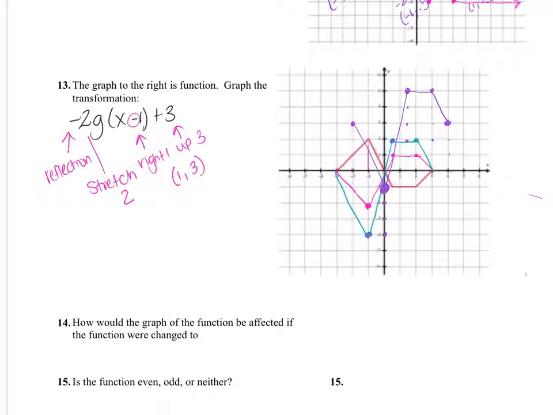And it should look the same as this turquoise line. It's just shifted to the right 1 and up 3. And it should be congruent to that.